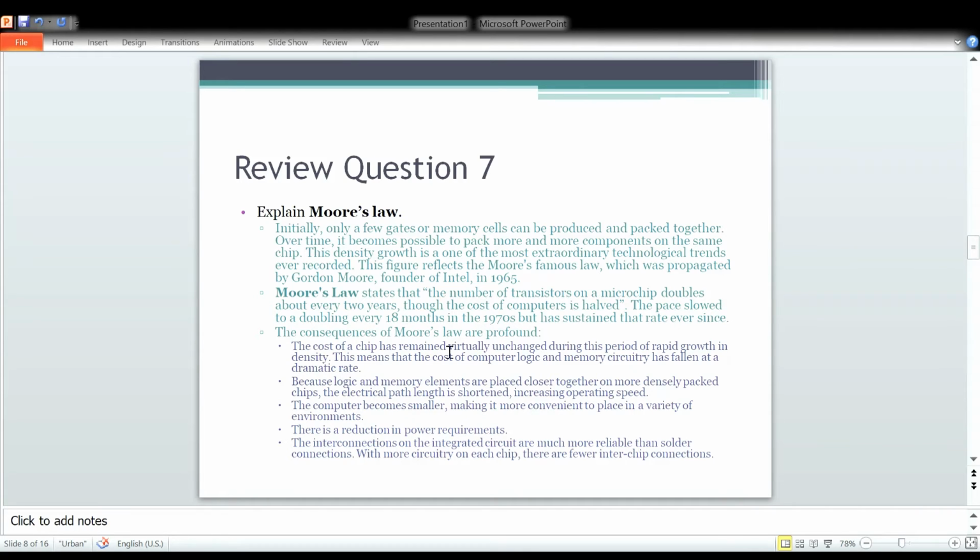First, the cost of chips remained virtually unchanged during this period of rapid growth in density. The second one, because logic and memory elements are placed closer together on a more densely packed chip, the electrical path length is shortened, increasing operation speed. The computer becomes smaller, making it more convenient to place in a variety of environments. There is a reduction in power requirement. The interconnections on the integrated circuit are more reliable than solder connections.